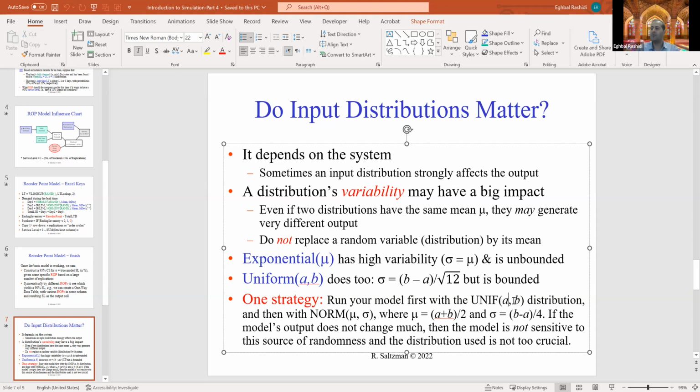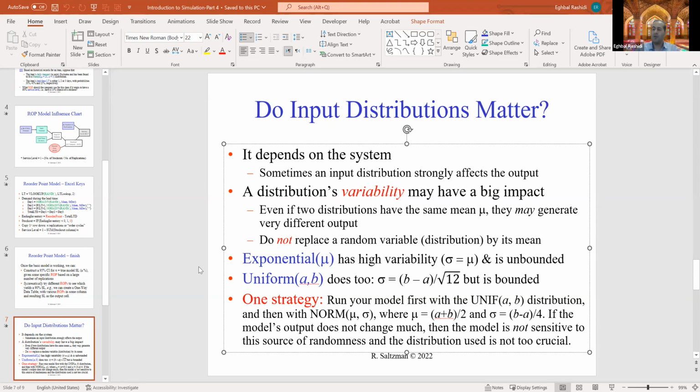A is the minimum value, B is the maximum value. And then also do it for a normal distribution with sigma and mu, so that mu is actually (A plus B) divided by 2. That's the average of this distribution. And the sigma is (B minus A) divided by 4. So basically, you're running the same normal distribution with the same average and standard deviation.